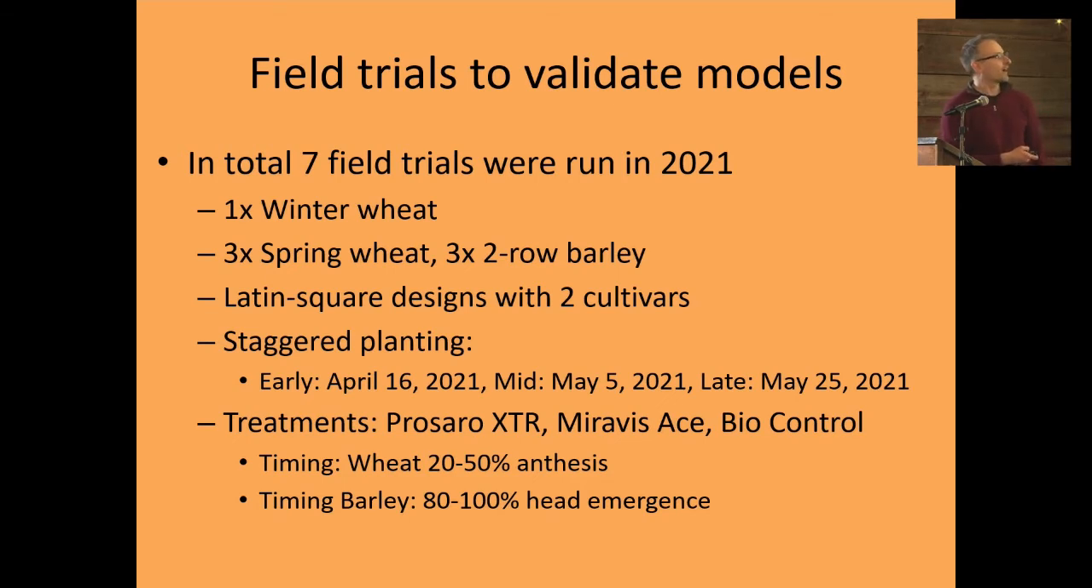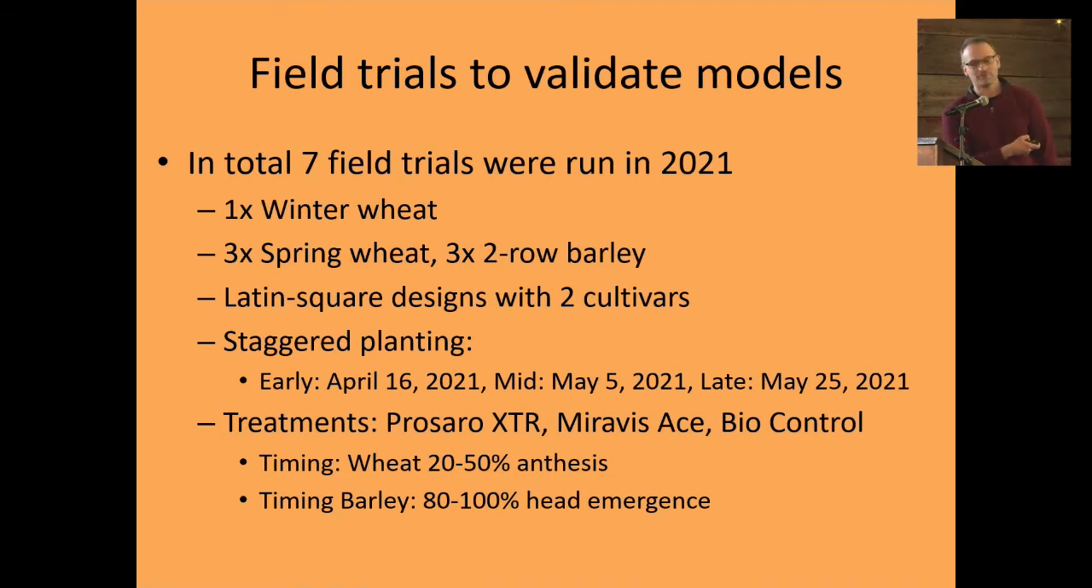These were in Latin square designs, so we can try to minimize the variability in the field plots. 1 trial was for winter wheat, and 3 trials each for spring wheat and 2-row barley. The spring wheat and 2-row barley trials we staggered planted. The first planting we got in April 16th, which props to my team. That's the earliest we've ever got anything planted, so I was really proud of them.